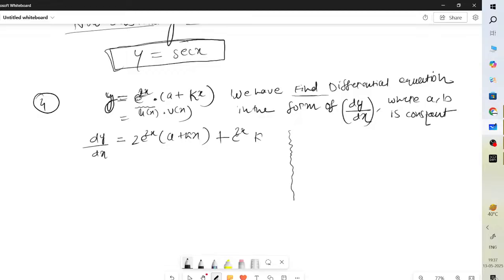So for your convenience I am writing it like this, because whenever y is written in the form of u(x) times v(x), dy by dx is always written like this: u'(x) v(x) plus v'(x) u(x). Okay.